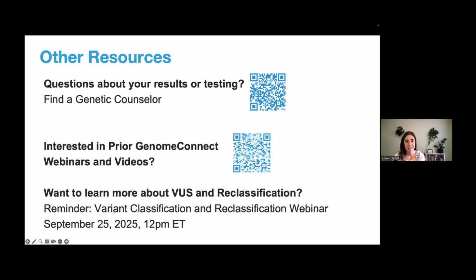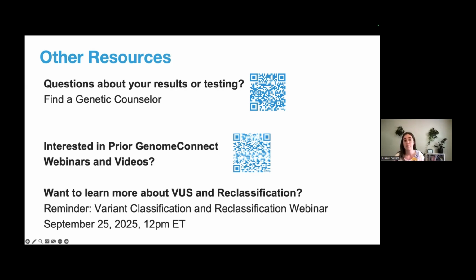With that, I will put a couple of QR codes up on the slide and I'm happy to answer questions that folks might have, questions that are general about genetics, about health, about GenomeConnect. If you have questions about your specific results or testing, I do encourage you to connect with your clinician. If you don't have a genetic counselor or clinician, that QR code will help you find one in your area. If you're interested in learning more about how we name variants, types of variants, inheritance patterns, I will point you to our prior GenomeConnect webinars and videos. That QR code is on the slide as well.